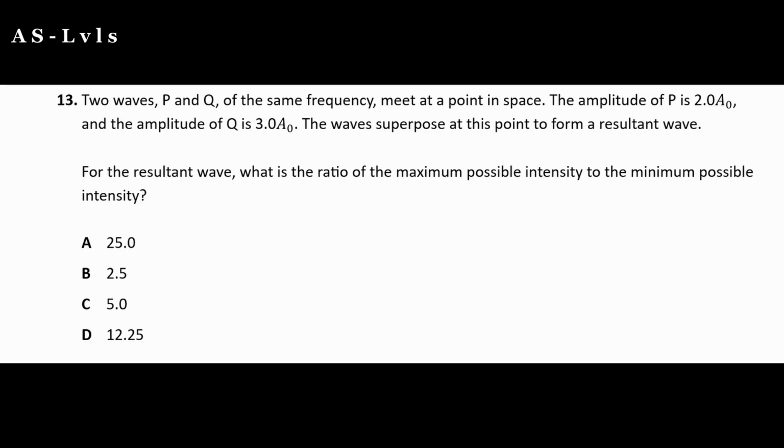Question 13. Two waves, P and Q, of the same frequency meet at a point in space. The amplitude of wave P is 2A0, and the amplitude of wave Q is 3A0. The waves combine at this point to form a resultant wave. For the resultant wave, what is the ratio of the maximum possible intensity to the minimum possible intensity?